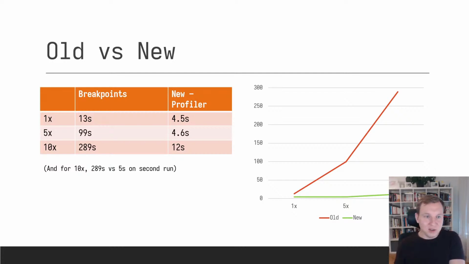Compared to that, using the new profiler-based code coverage in Pester, it will take half of the time of the previous run in the first place. But then if I double the size, or if I make the size 5 times bigger, it will still take almost the same time. If I take the size of the code and make it 10 times bigger, it will take 12 seconds. So it doesn't grow as rapidly as the previous one. And it's just way, way faster than it was before.